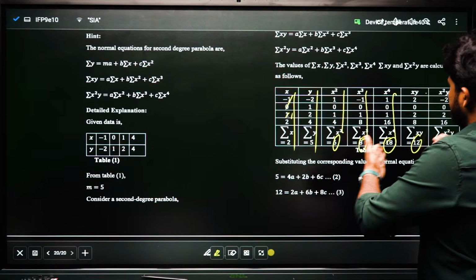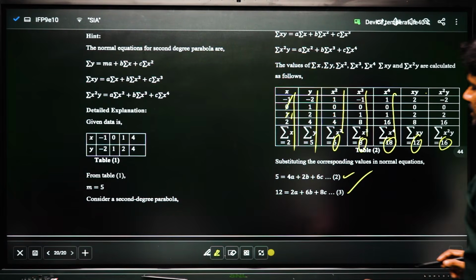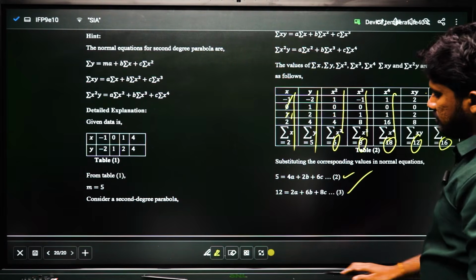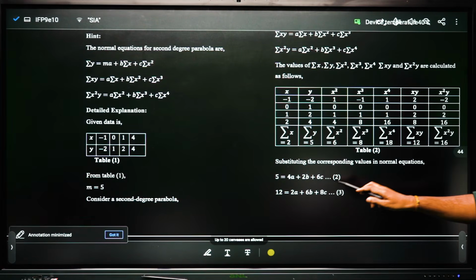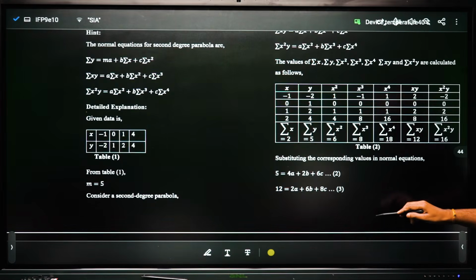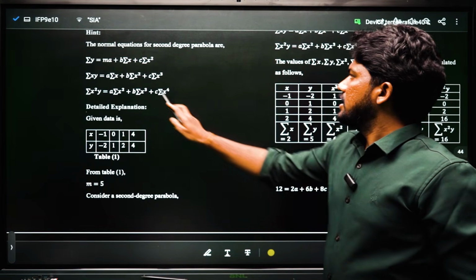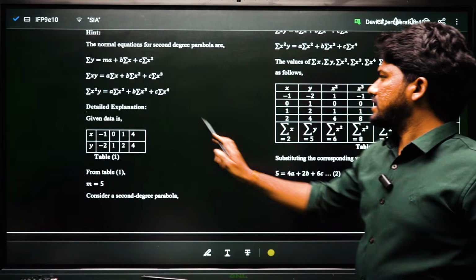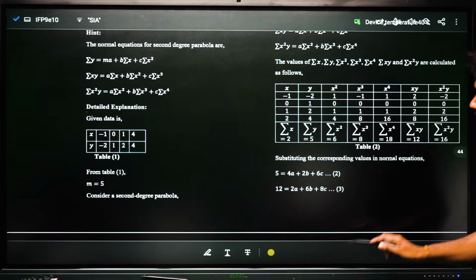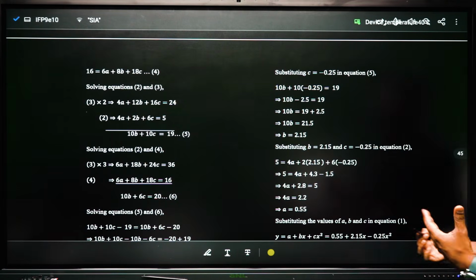Then substitute these values in these equations. Then you get equation 2, 3. Given that is equation 1, this is equation number 2, equation number 3 and equation number 4. When you substitute these values here, equation number 2 gets, substitute here, equation number 3 gets, substitute here, equation number 4. So now we have to get small a, small b, small c values.